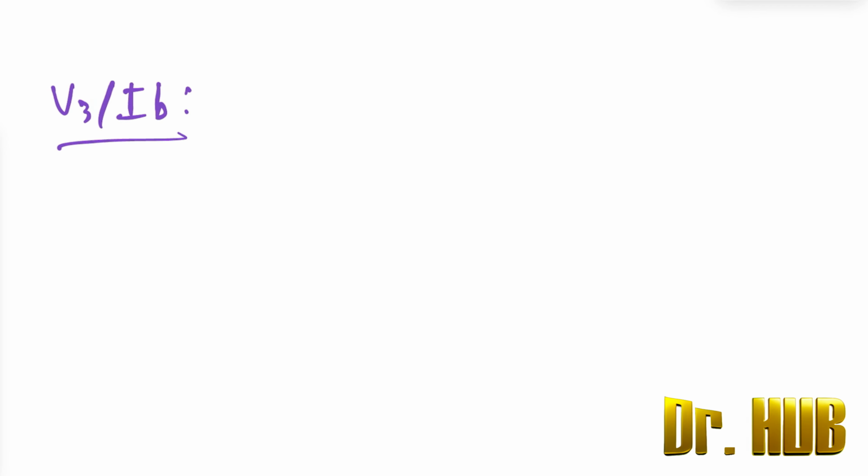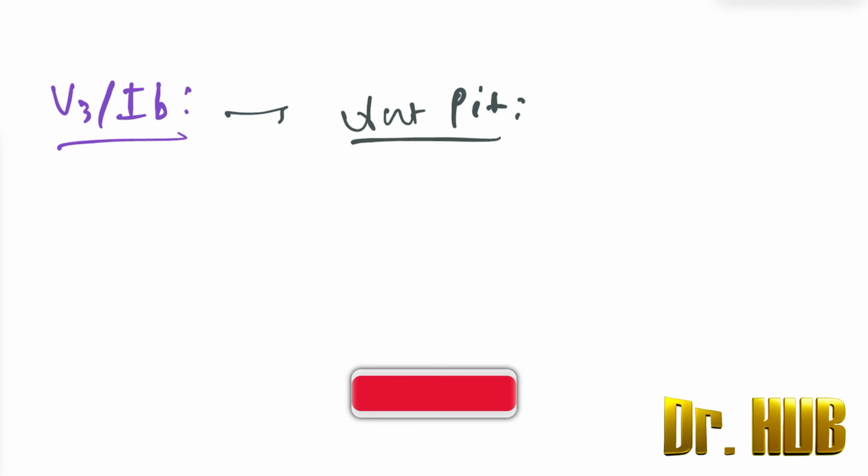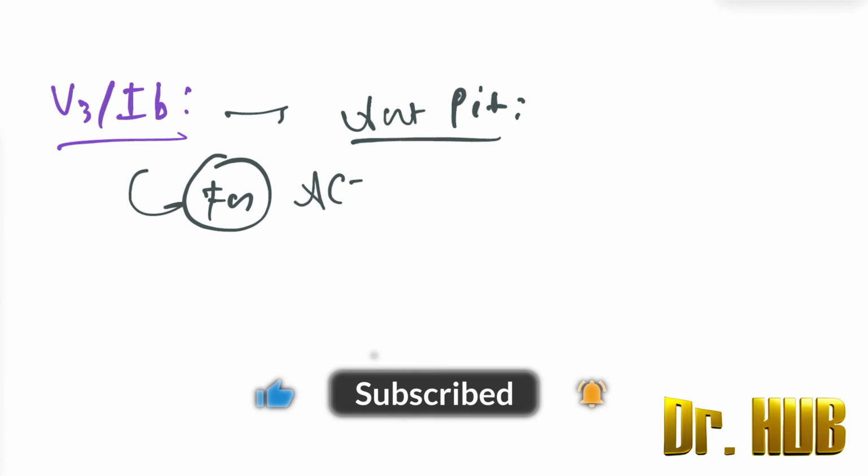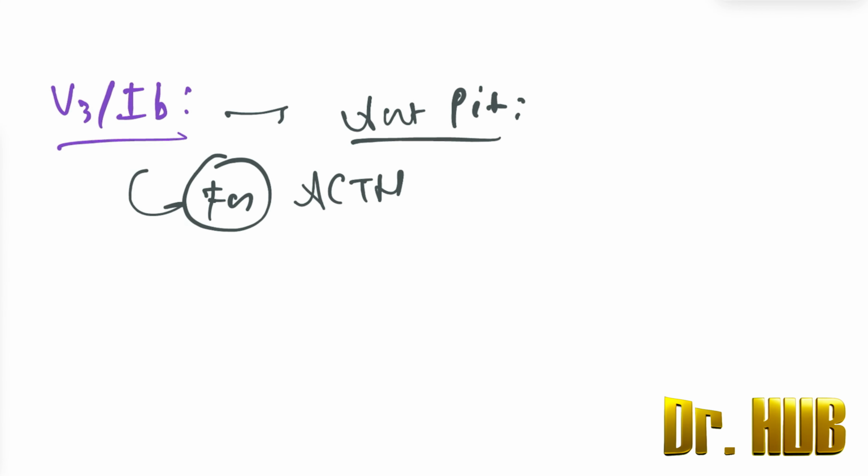Next, we are going to look at the V1B. So what is this V1B? V1B is localized in the anterior pituitary. And what is the function of this? The function is that it is involved in the ACTH release.